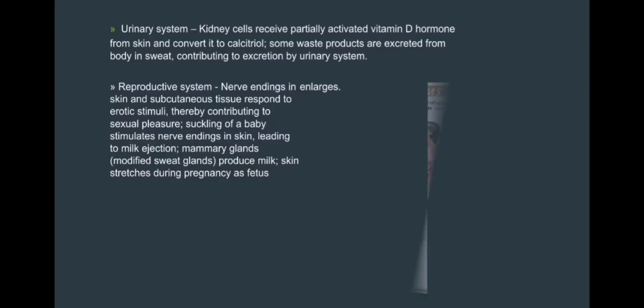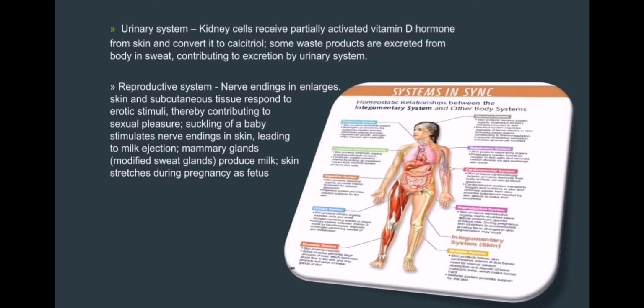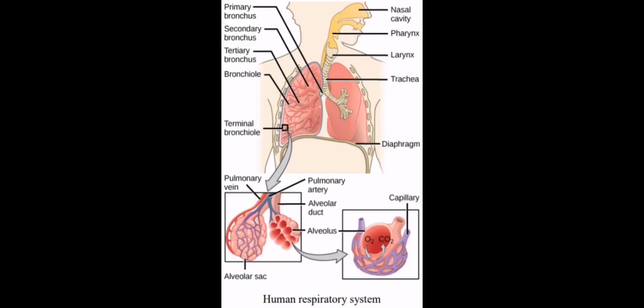The last one is the reproductive system. Nerve endings in skin and subcutaneous tissues respond to erotic stimuli, contributing to sexual pleasure. Suckling of a baby stimulates nerve endings in skin, leading to milk ejection. Mammary glands, modified sweat glands, produce milk. Skin stretches during pregnancy as the fetus grows.